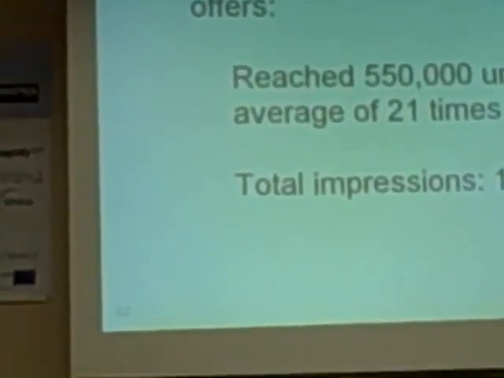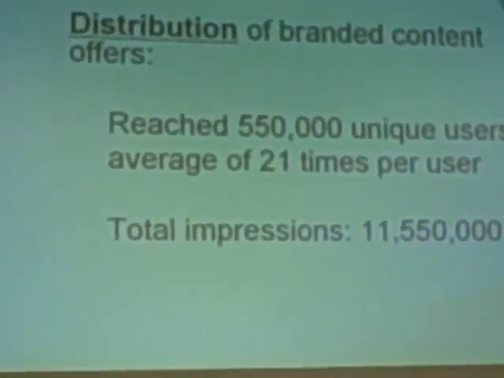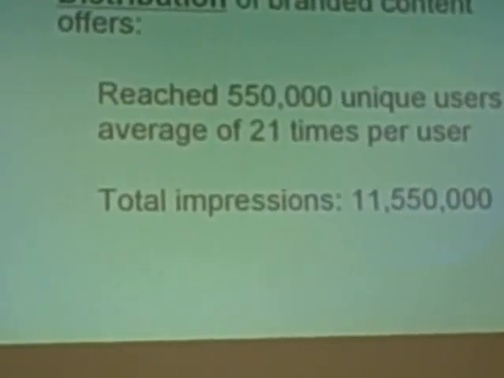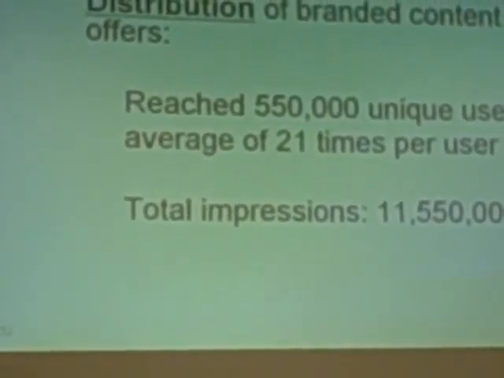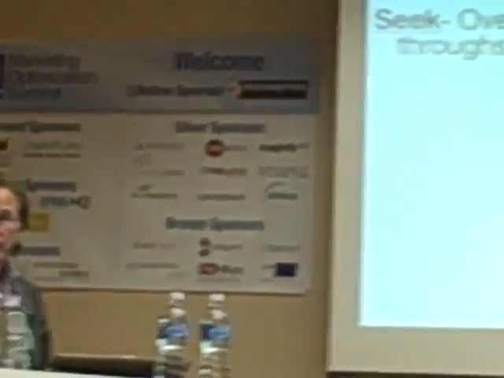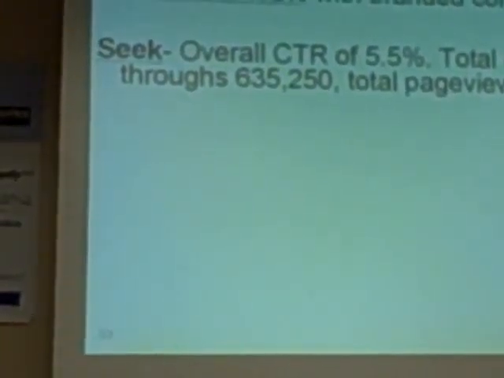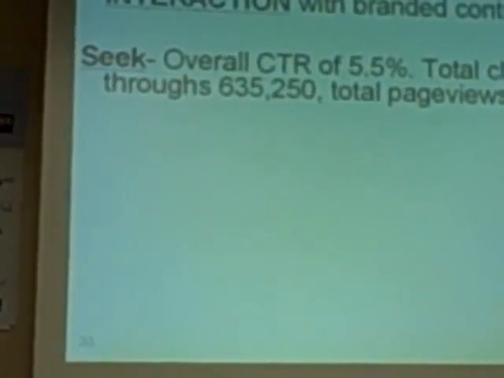So distribution: this was a campaign that ran over 6 months. It reached 550,000 unique users, an average of 21 times per user, and generated a total of 11.5 million exposure-based impressions. Interaction. Seek: an overall click-through rate of 5.5%. First think about that, versus an average in the click-through business of less than 0.02%. Total click-throughs, 635,000. Total page views, 4.3 million.